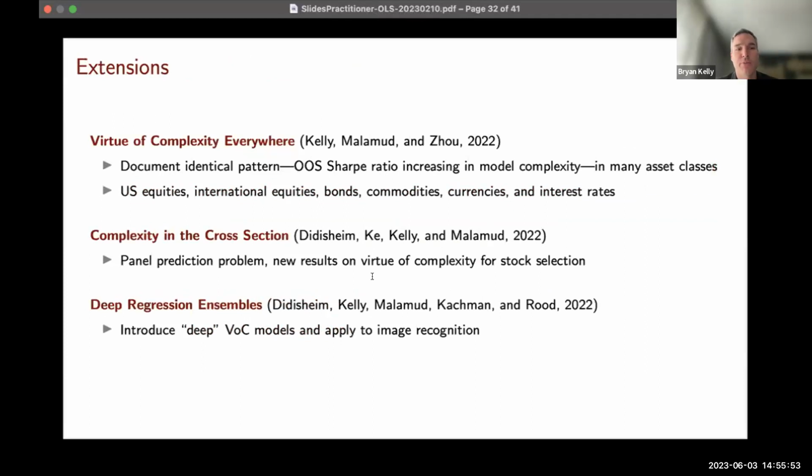Now, I alluded to some follow-on work here. In the empirical analysis, I showed you a result where they show up in any asset class you would consider.